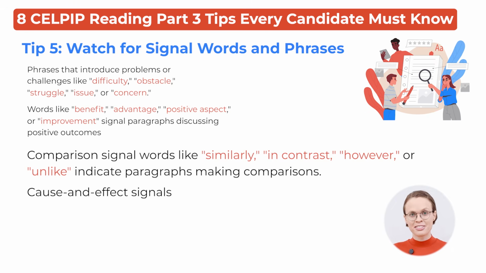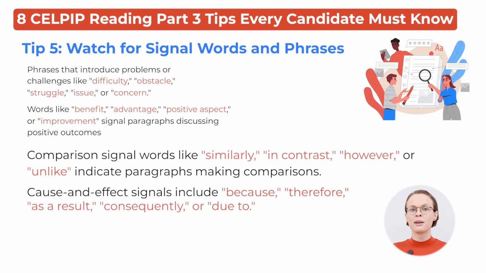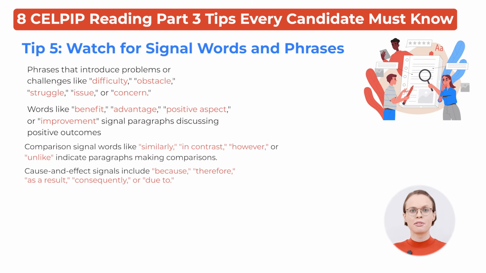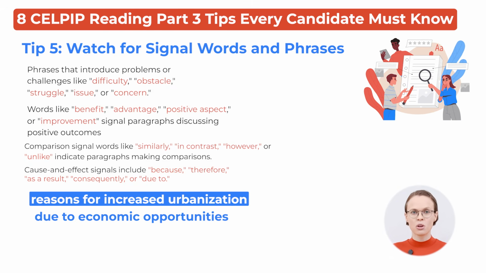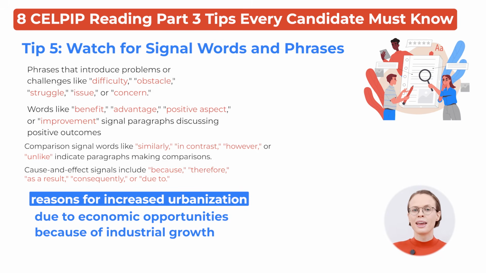Cause and effect signals include because, therefore, as a result, consequently, or due to. For instance, if the question mentions reasons for increased urbanization, you should watch specifically for signal words that indicate causation. When you find a paragraph with phrases like due to economic opportunities or because of industrial growth, these signals tell you that this paragraph discusses causes or reasons. As a result, you know that you should take a closer look at this paragraph.